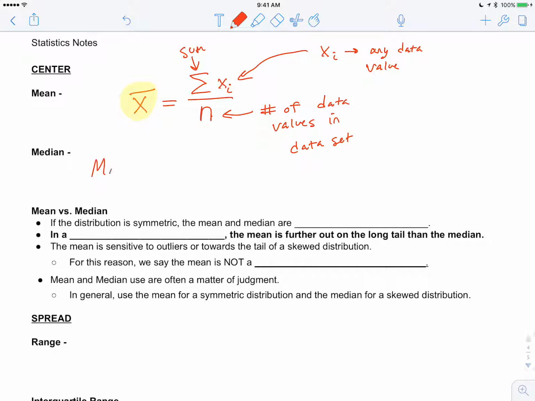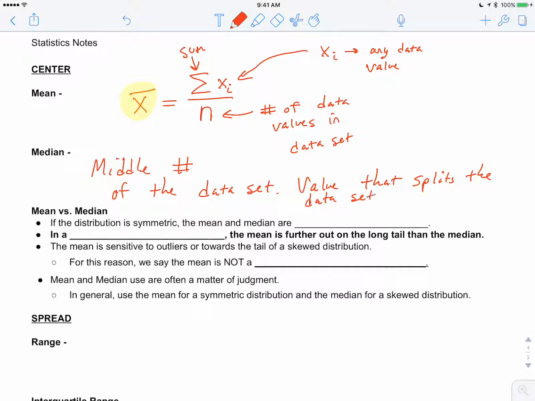Median, much like the median of a road, is the middle number of the data set, or more specifically, the value that splits the data set in half, into two halves.